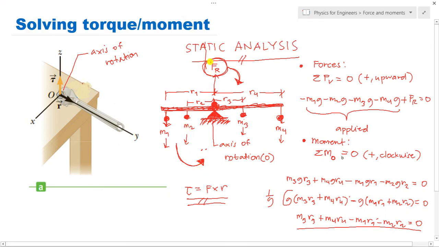Since our reaction force is acting along the axis of rotation, our R here is 0. All forces acting along the axis of rotation do not generate torque. Even if you keep pushing this wrench along the axis, do you think you can rotate it? No, because your moment arm is 0. Okay, understood?